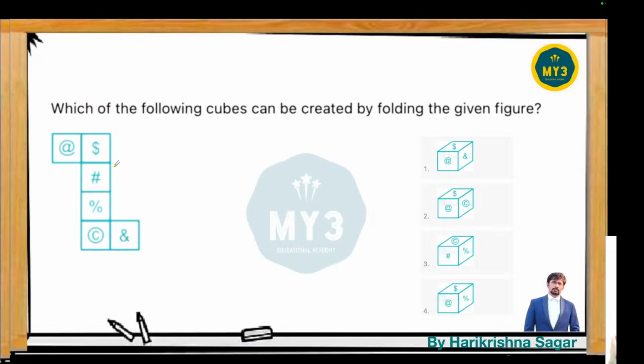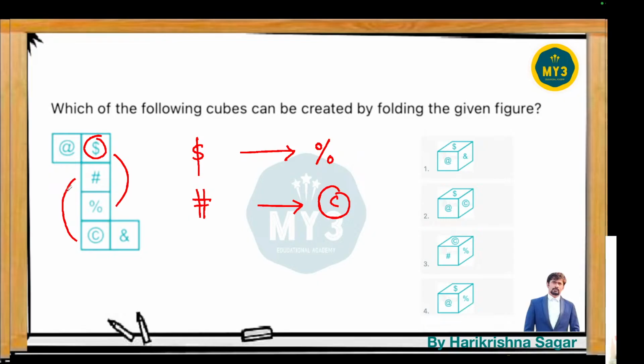Look at the next one. Which of the following cubes can be created by folding this given figure? This is also the same type. I am expecting you to comment below. What is opposite to at the rate? Or what is opposite to this dollar symbol? Can I say percentage will be opposite because it is next to adjacent? And what is opposite to the hash symbol? Hash opposite will be C. And what is opposite to at the rate? At the rate and this and symbol will be opposite.